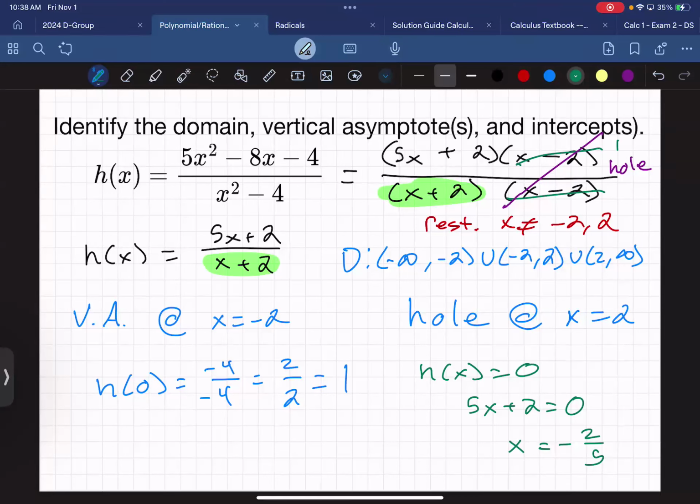Now, some hints there, know that your hole is still going to be at that x minus 2 that we lost. That's still a part of what we're dealing with. Sorry, that's what I'm trying to say.